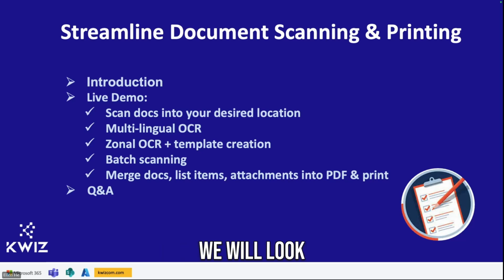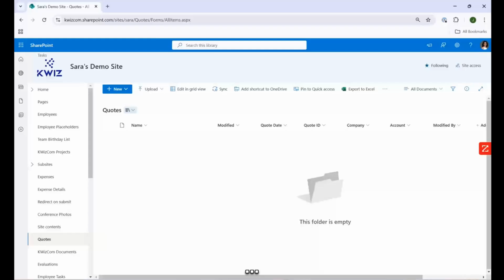Towards the end, we will look at how to print documents. We will convert list items and attachments into PDF files. We can save them locally, or we can just proceed with printing, all done in just a couple of clicks. So I'm going to share my screen now, and let's just dive into the demo. I believe you see my screen.